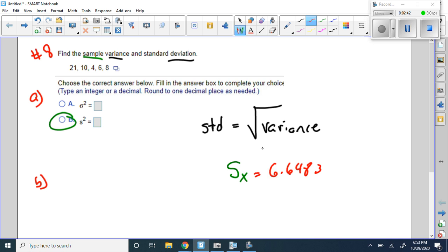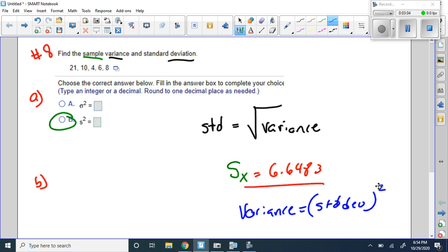Well, if the square root of variance is the standard deviation, then if we got the standard deviation, what we need to do in order to get the variance is just square it. So the variance is equal to the standard deviation squared. And note that I'm at 4 decimals out. So you want to make sure you have 6.6483 squared, out to the 4 decimal places.